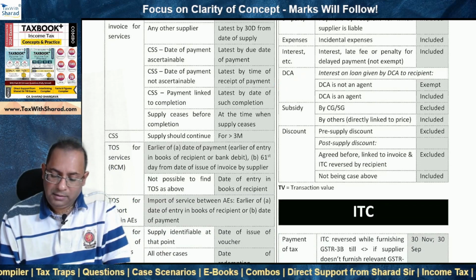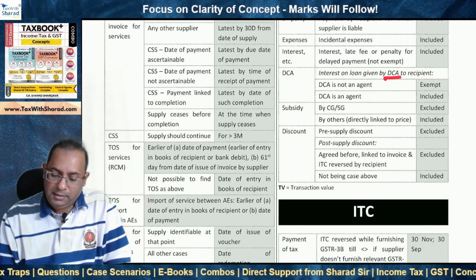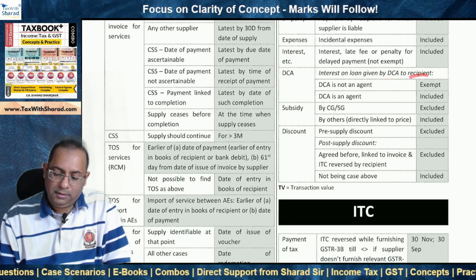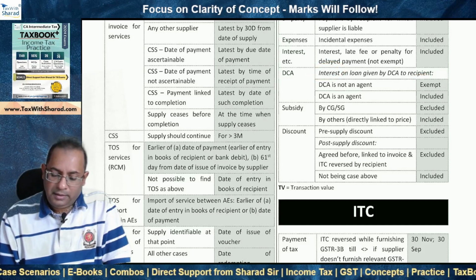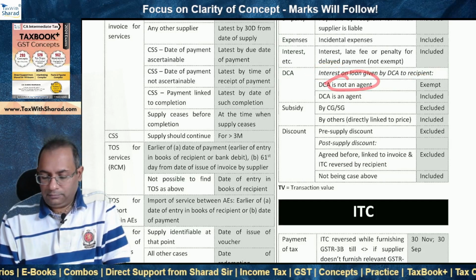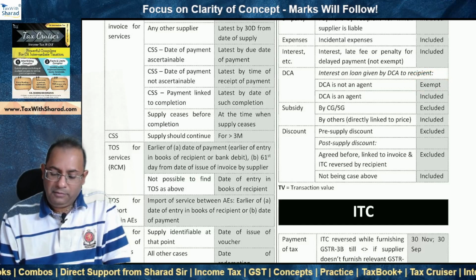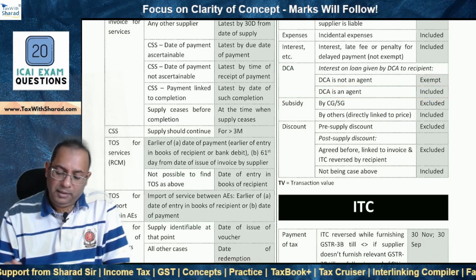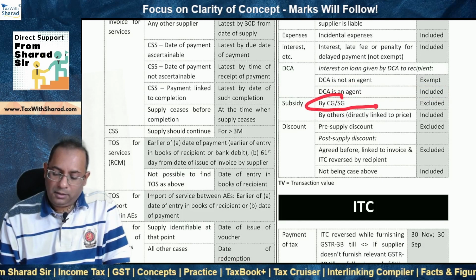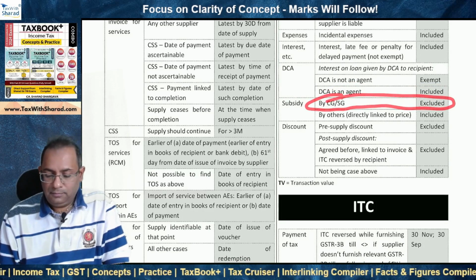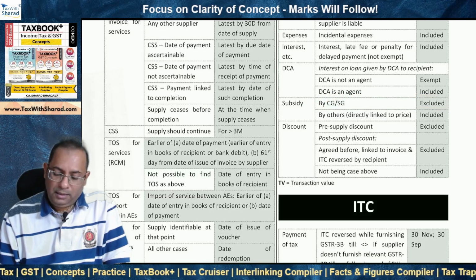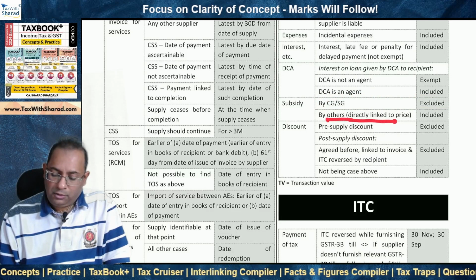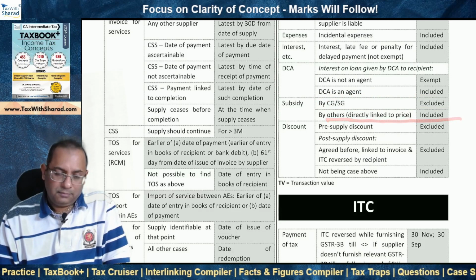Debt collection agent, DCA. Where the DCA has given a loan to the recipient and then charged interest, what about the interest? If the DCA is not an agent, then interest is exempt. If the DCA is an agent, then interest is included in the value of supply. Subsidy by the central government or state government is excluded. But if subsidy is given by others, then it is included if it is directly linked to the price.